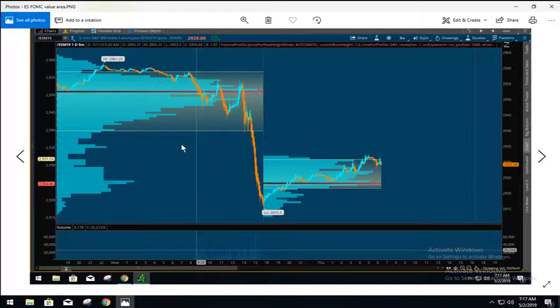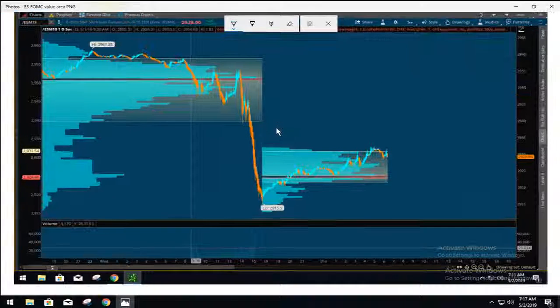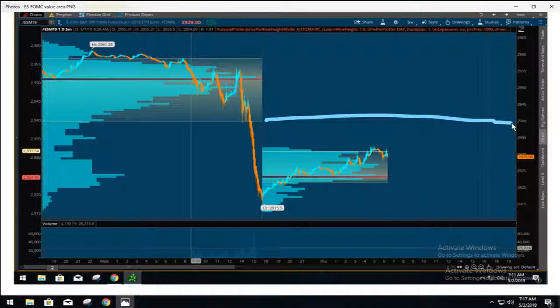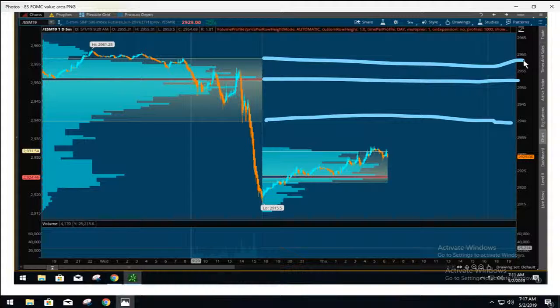This is the FOMC value that I built yesterday. So you would notice right here, you would see 2940 is value area low, 52 is BOC, and back to 58. So that's more or less the value area we're looking at today.